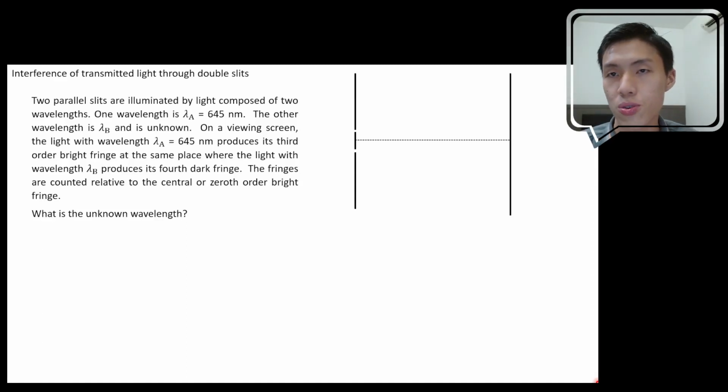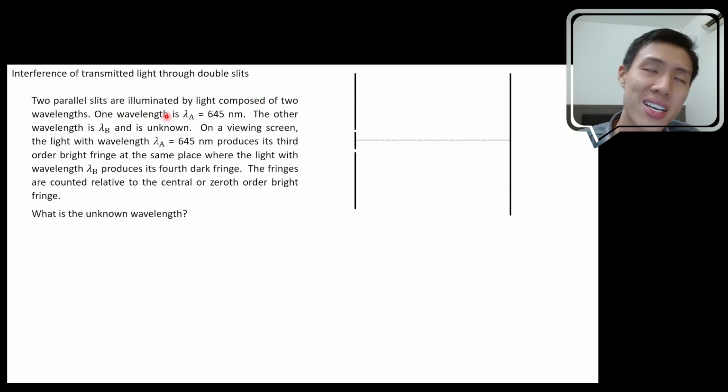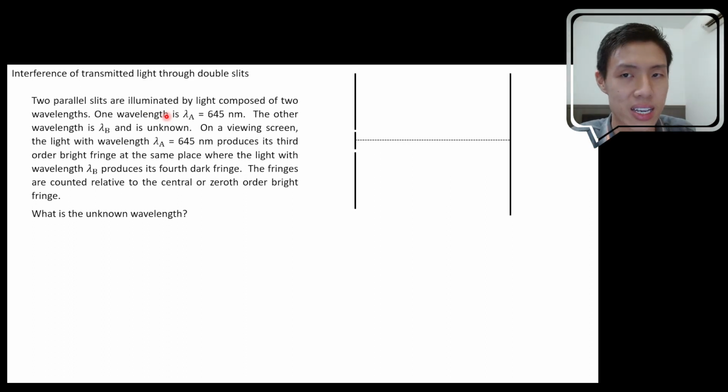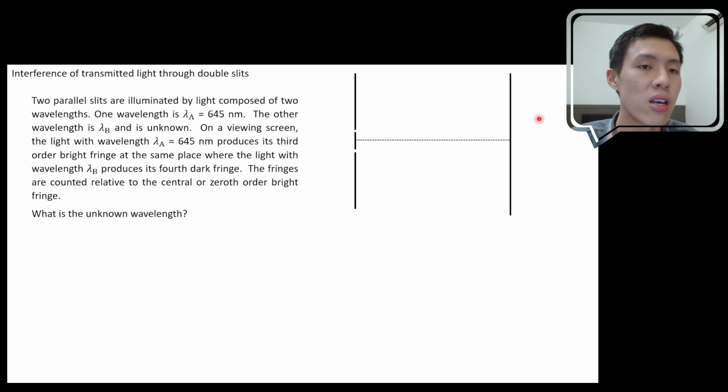Let's try to solve this question here. You have two parallel slits illuminated by light composed of two wavelengths. So this is not exactly monochromatic, it's not one single wavelength, there are two wavelengths inside here. If you shine light of two wavelengths onto the double slit setup, you see two interference patterns overlapping each other form on the screen.